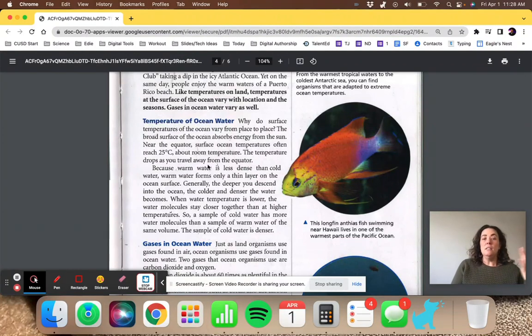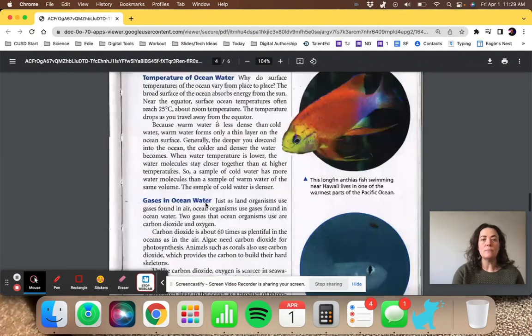So going back here, because warm water is less dense than cold water, warm water forms only a thin layer on the ocean surface. Generally, the deeper you descend into the ocean, the colder and denser the water becomes. When the water temperature is lower, the water molecules stay closer together than at higher temperatures. So a sample of cold water has more molecules than a sample of warm water of the same volume. The sample of cold water is denser.